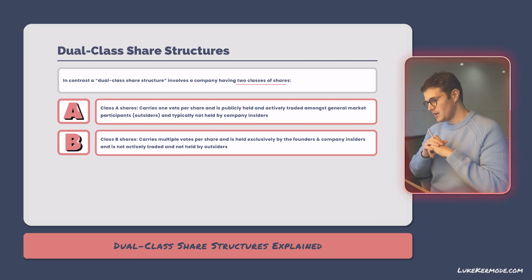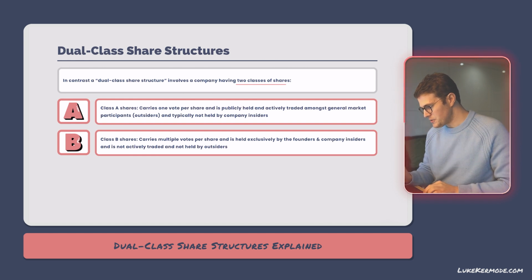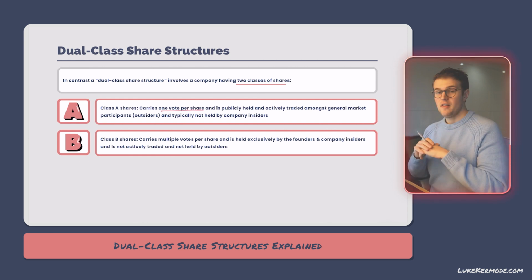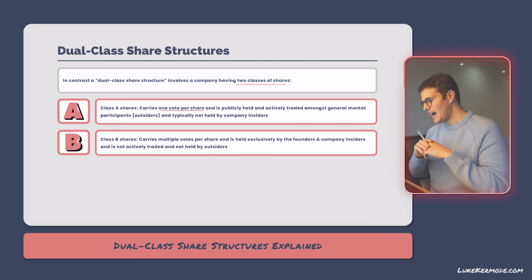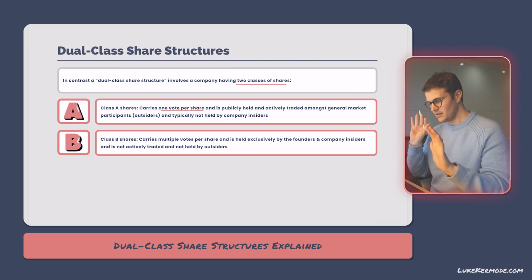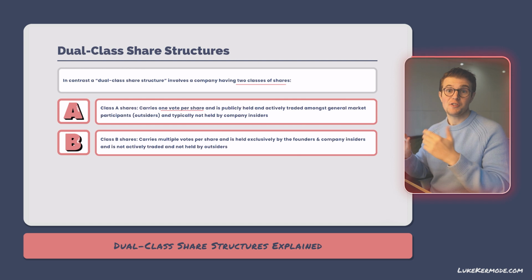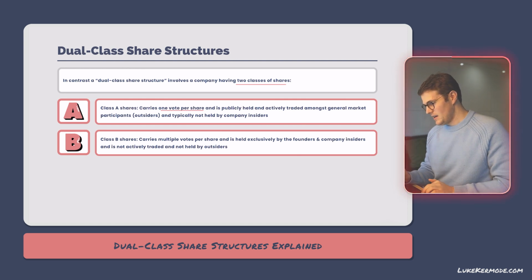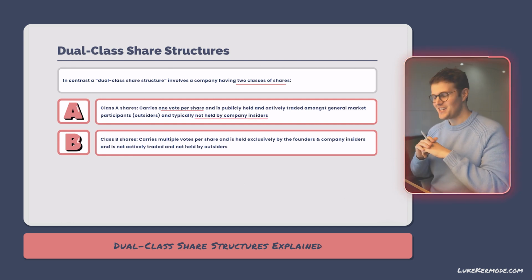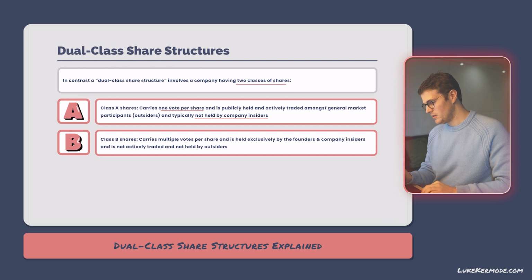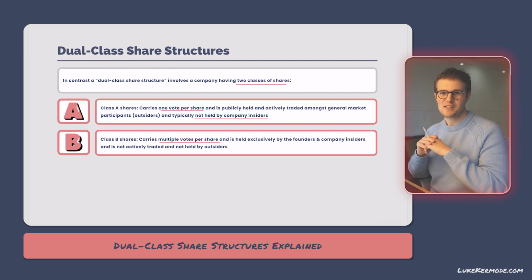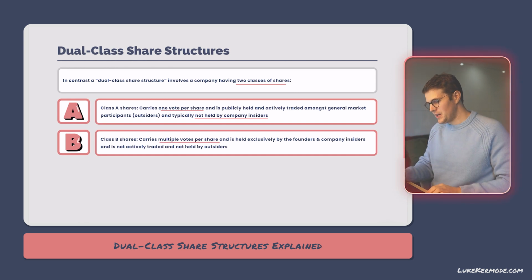So Class A. Class A shares carry one vote per share. They're typically publicly held and are actively traded amongst the general investing public, also known as outsiders, so people that aren't involved or employed by the company. So Class A shares are not held by company insiders, whereas Class B shares typically carry multiple votes per share, and they're held exclusively by the founders, company insiders, and those Class B shares are not actively traded and not held by outsiders.